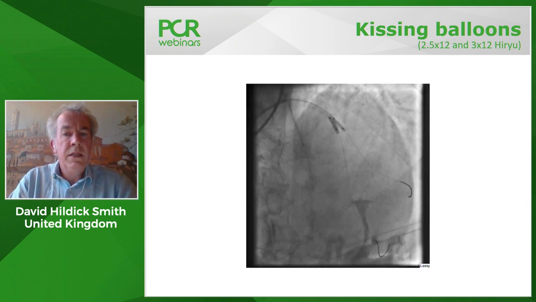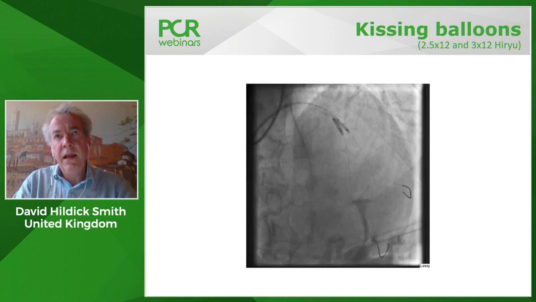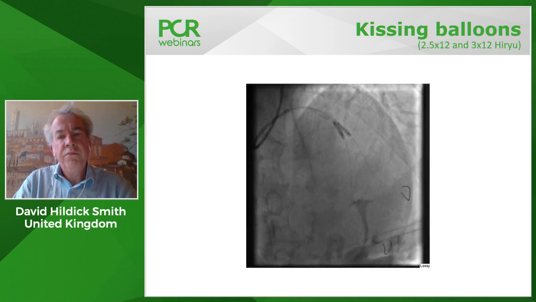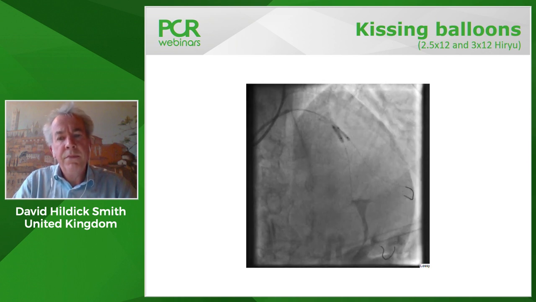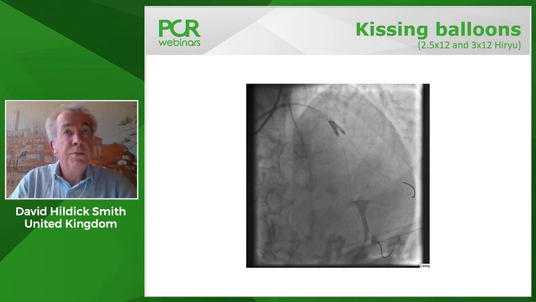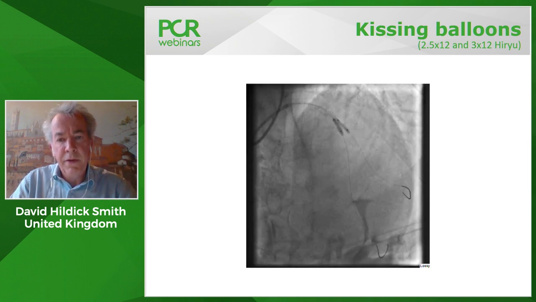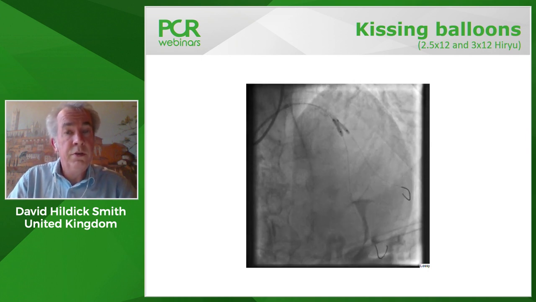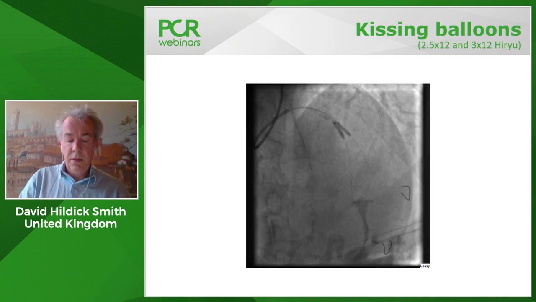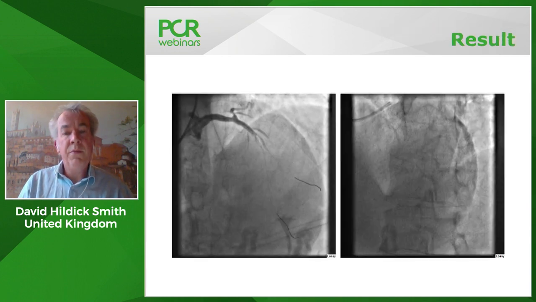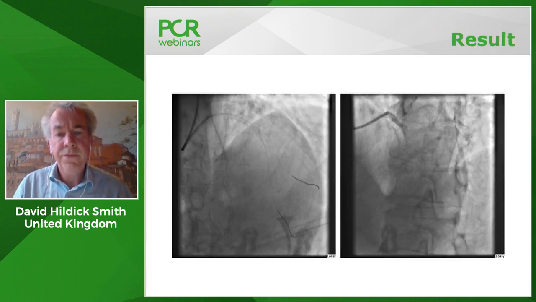So in these cases, we take balloons that are sized appropriately for the diagonal and the LAD, so 2.5 in the diagonal, 3 in the LAD, and take them up together. We would then, in my lab, usually just bring these balloons back a few millimeters and do them proximally in the stented portion that is prior to the bifurcation. You could alternatively do a repeat pot. And then we have a look at the result.